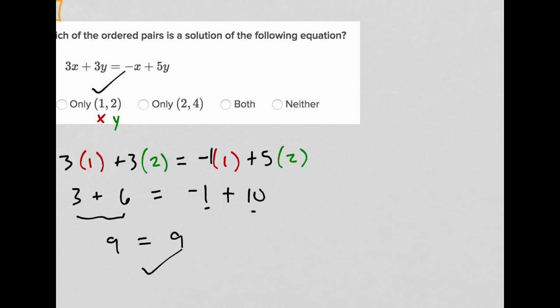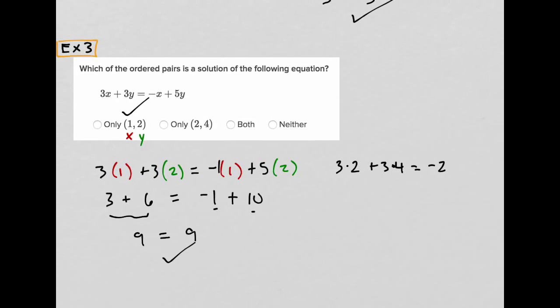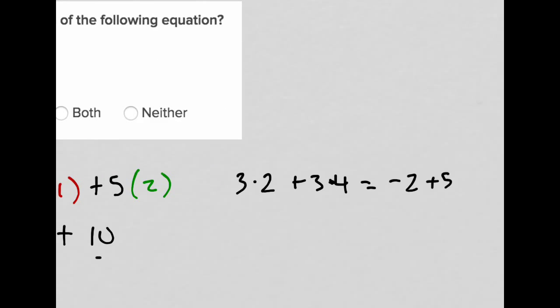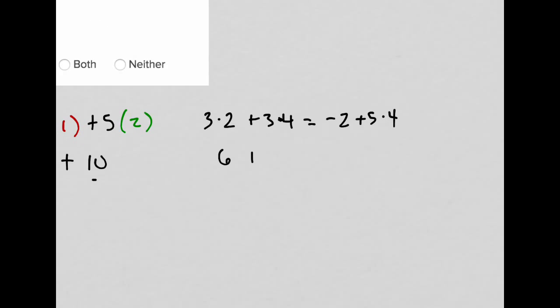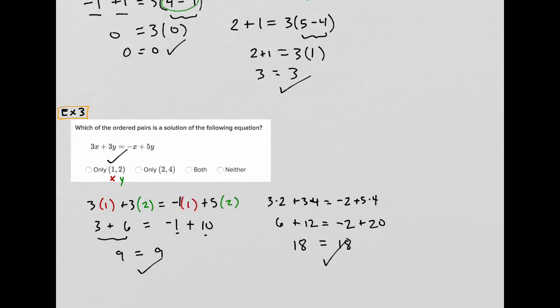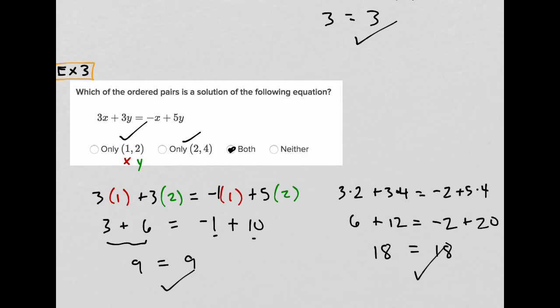3 times 2 plus 3 times 4, equals negative 2 plus 5 times 4. Follow PEMDAS. 3 times 2 is 6 plus 12 is 18. Negative 2 plus 20 is also 18. See how easy this can be? That's beautiful. So that one works. So the answer, again, is both.